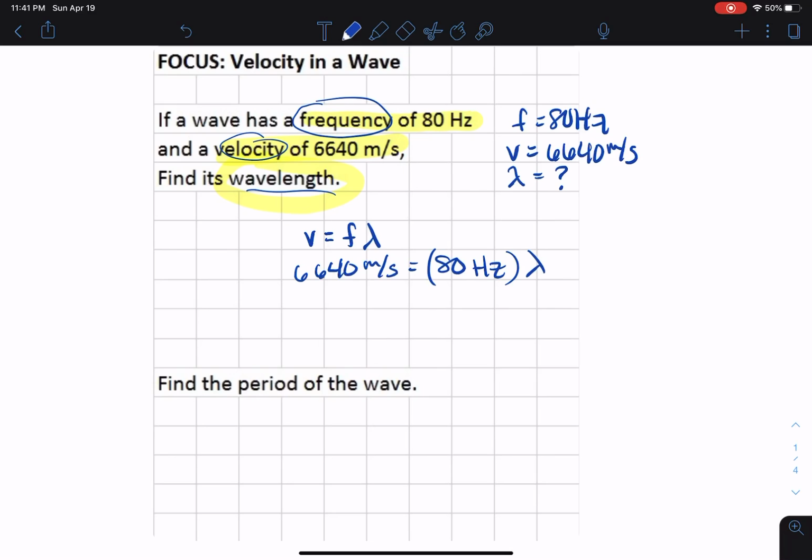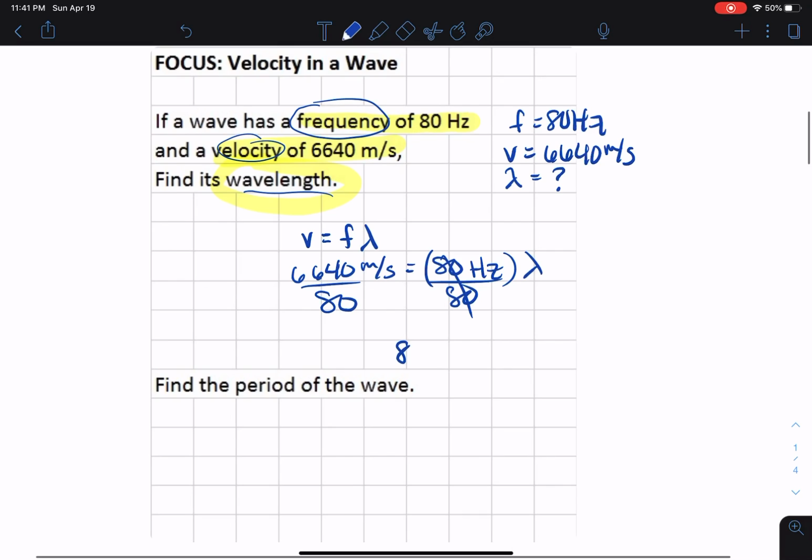And then you would grab your calculator, which I'm grabbing right here, and then to solve for the wavelength, you would divide by 80 on both sides, and so 6,640 divided by 80 gives me 83, and then what are the units left over?